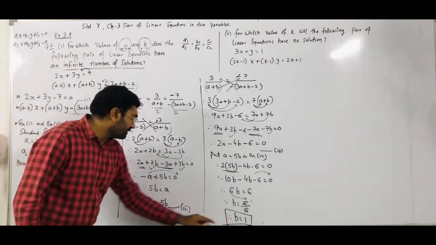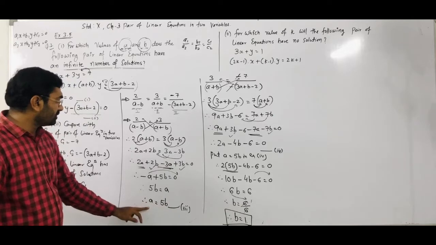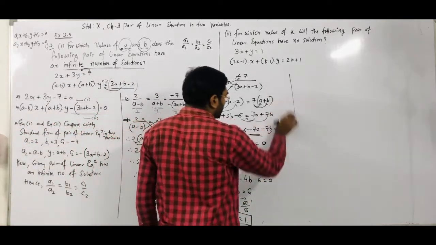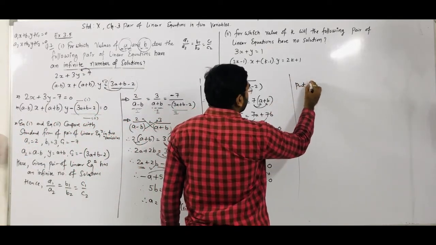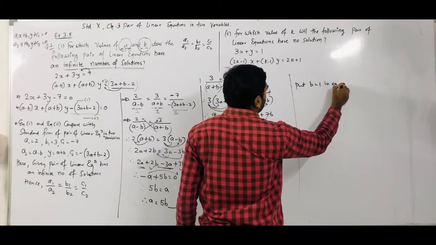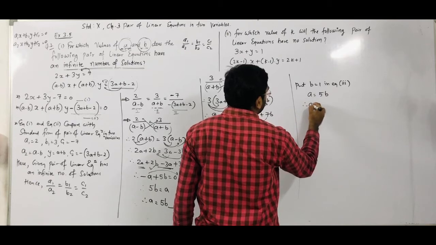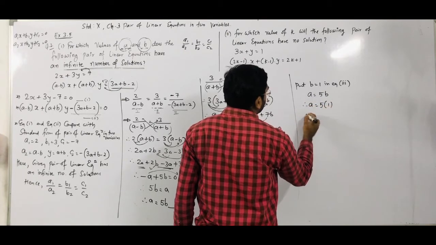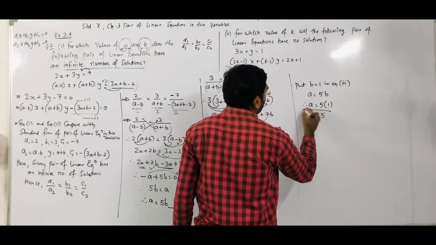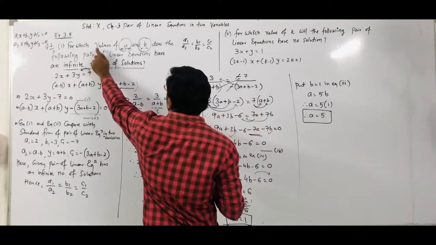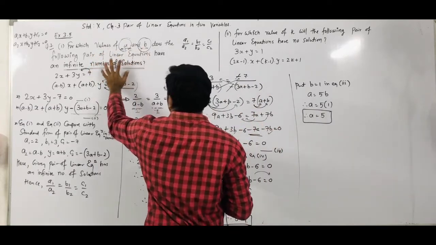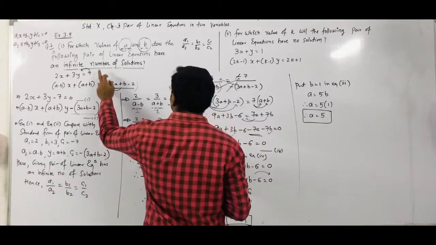For that, once you get the b value, you put it in equation number 3 and you get the a value. Put b is equal to 1 in equation number 3. Equation number 3 is a is equal to 5b, so a is equal to 5 times 1, so a is equal to 5. As per the question, we had to find which values of a and b make the given linear pair of equations have an infinite number of solutions.